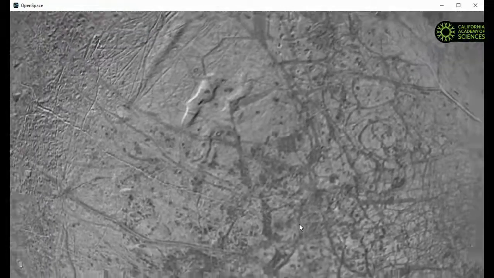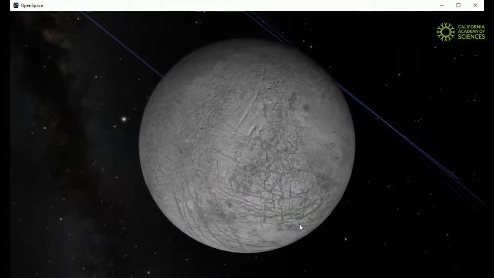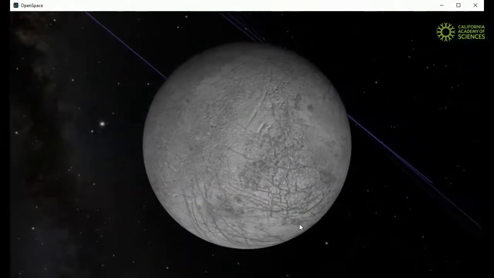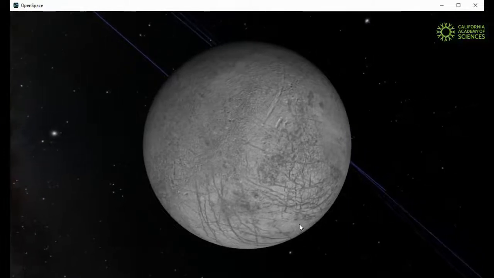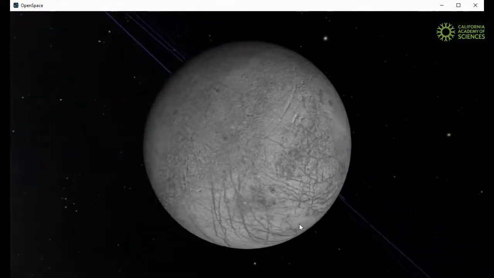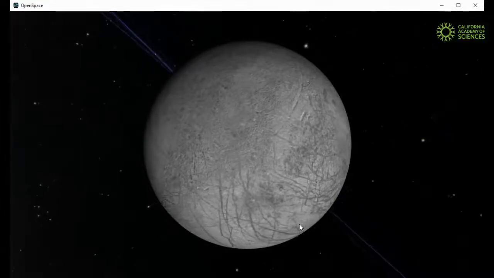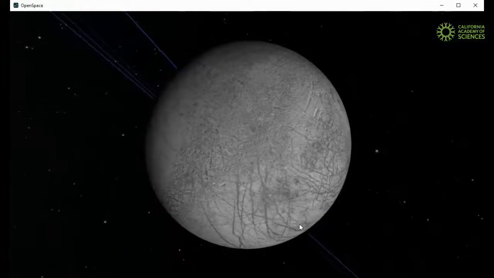Now, that's pretty cool. Yeah, so Tanya wants to know, icy like water? On our planet, we have a solid rocky crust, which melts and turns into a liquid rocky crust underneath. On Europa, we have a solid icy crust, which gives way to a liquid icy crust, which is what we humans like to call water. So we think salt water, and we think about twice as much salt water as we have on Earth, which is just mind-boggling.